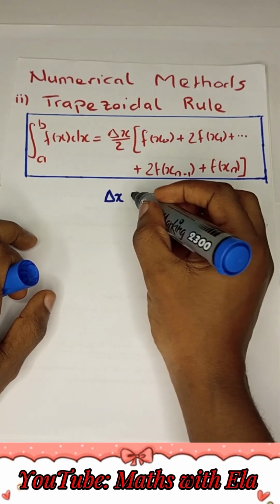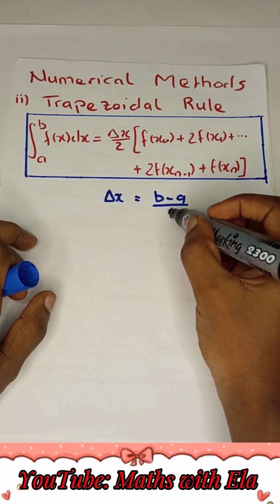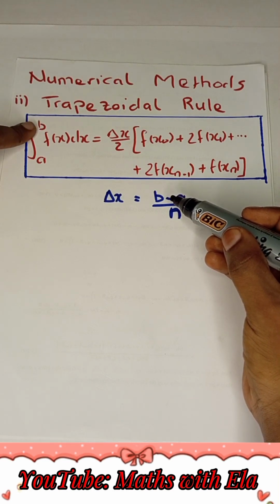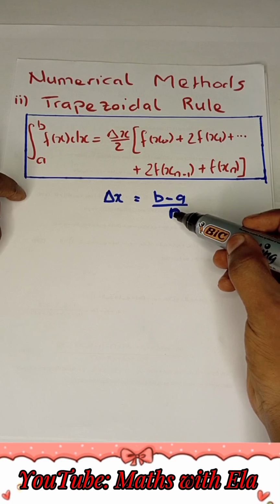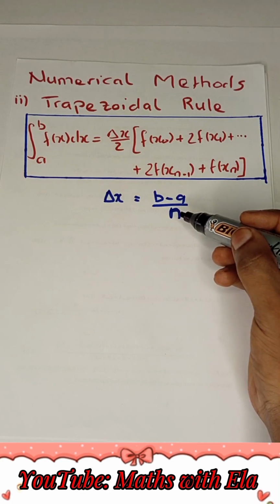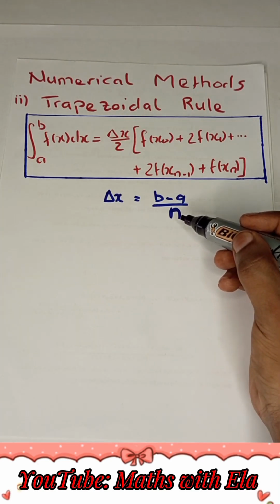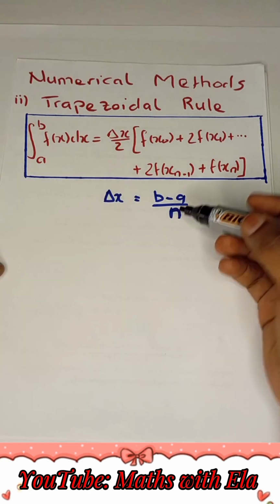So first we define what delta x is. Delta x is given as b minus a on n, where b is the upper limit of the definite integral, a is the lower limit of our integral, and n is the number of stripes. In the trapezoidal rule, we have divided the area under the curve into some stripes, and n is the number of stripes. When using the trapezoidal rule, our n will always be defined.